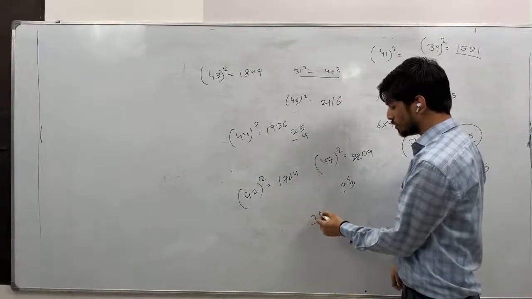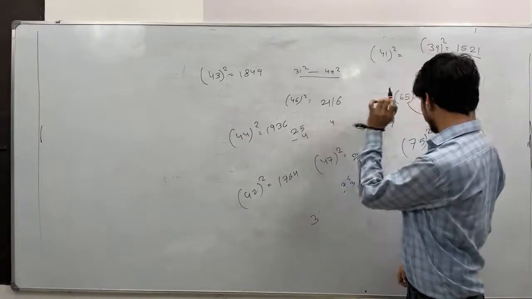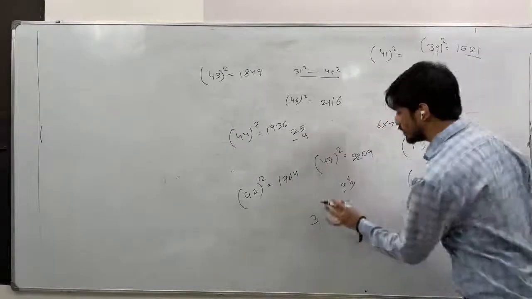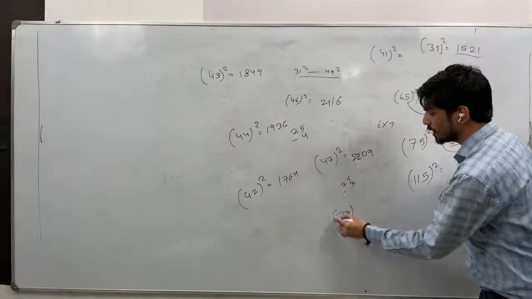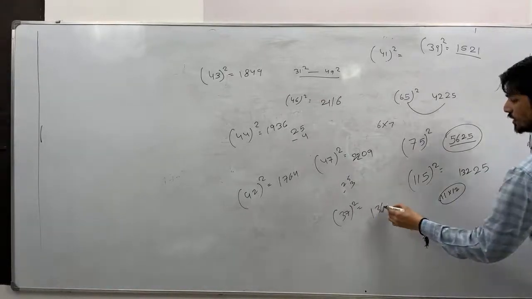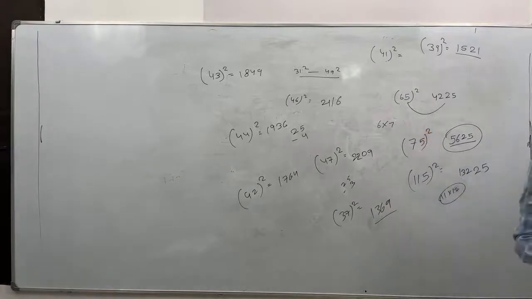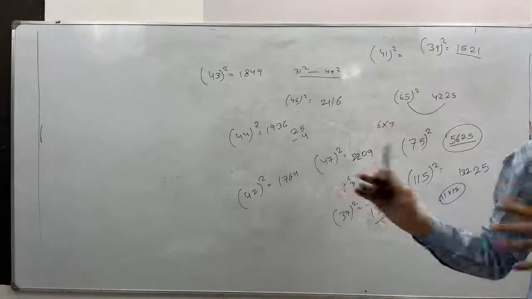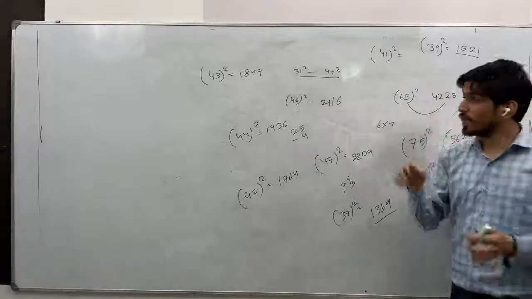Let's try something. 37 square. Who can do this? The difference is 13 this time. What is 13 square? 169. So 69 will come, and 1 will be the carry. So 25 minus 13 is 12, and 12 plus 1 carry is 13. So 1369, right? So this is how easy it is. Starting it may take some time, but if you practice 5 to 6 questions, it will be easy.